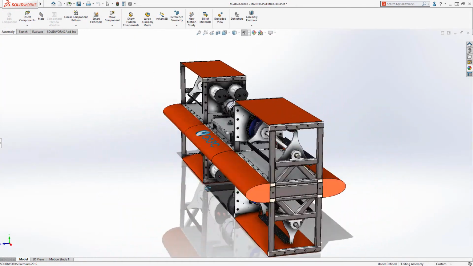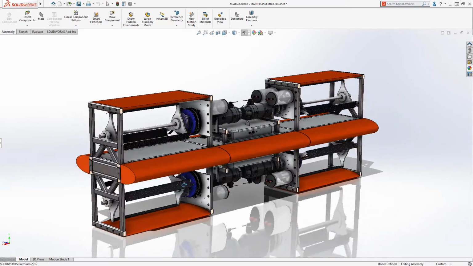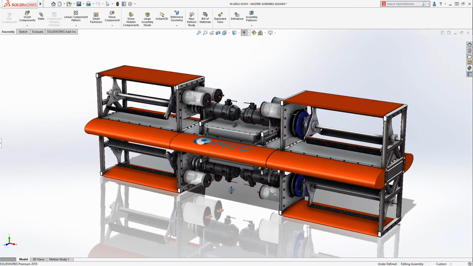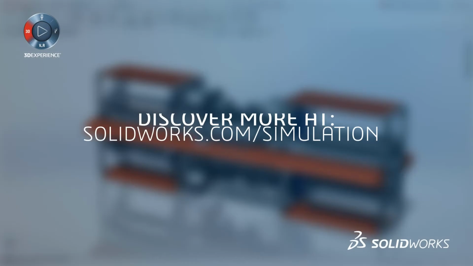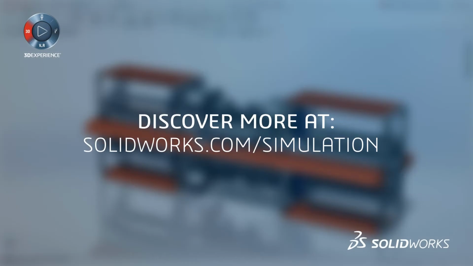Simulation is a critical part of the design process, and the SOLIDWORKS suite of tools delivers the power analysts and engineers demand, with the ease of use designers need to achieve their goals.